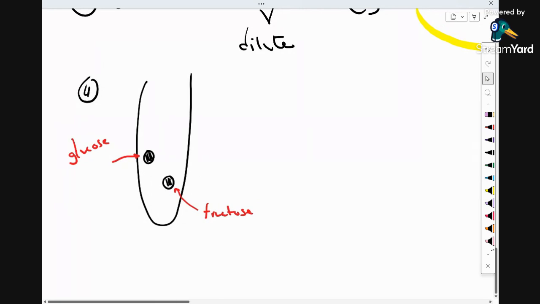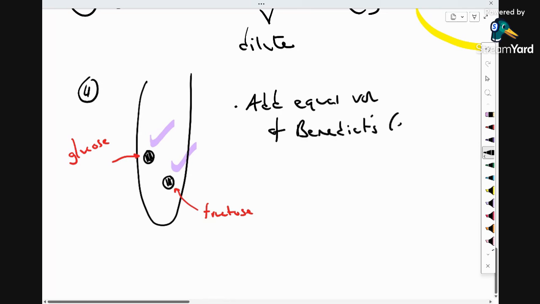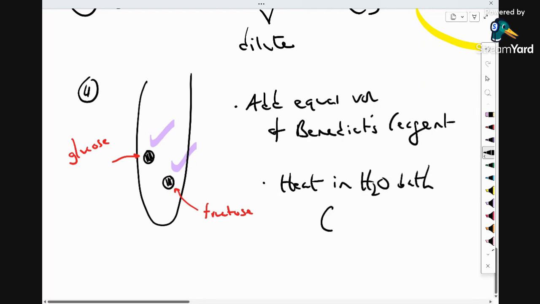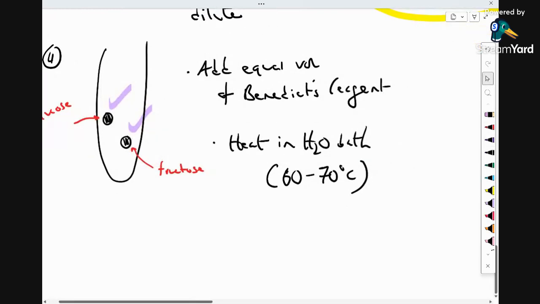Both of these are now reducing sugars. So we then repeat Benedict's again. So we add an equal volume, or 2 times the volume, of Benedict's reagent. We then heat it up again in a water bath. It's always worth putting the temperatures, so roughly around 60 to 70 degrees C for about 5 minutes.